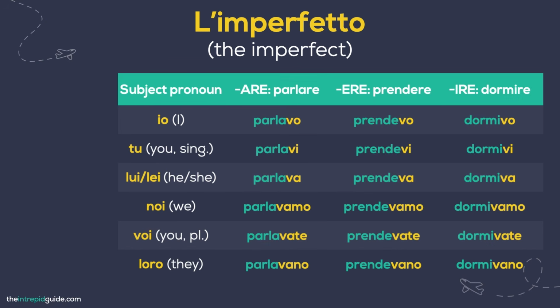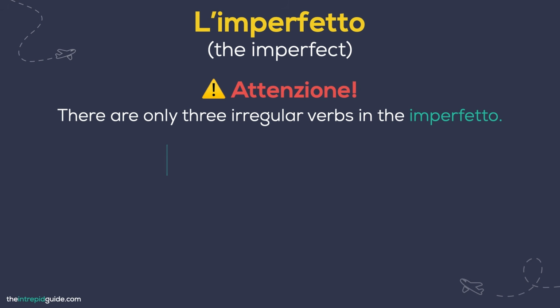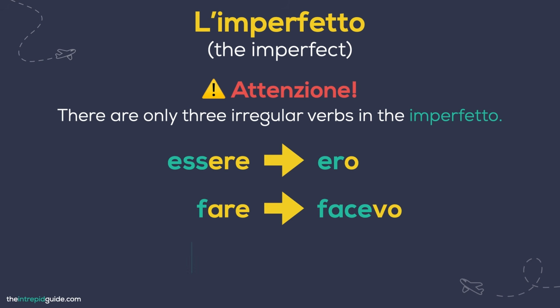So pattern shortcut number 6 is, in the imperfecto, every single form is built on the letter V, with the family vowel sitting right in front of it. So io ends in vo, tu ends in vi, lui, lei ends in va, noi ends in vamo, voi ends in vate, loro ends in vano. Attenzione! There are only 3 irregular verbs in the imperfecto. These are essere, which becomes ero, fare becomes facevo, and bere becomes bevevo. That's the whole list of exceptions.